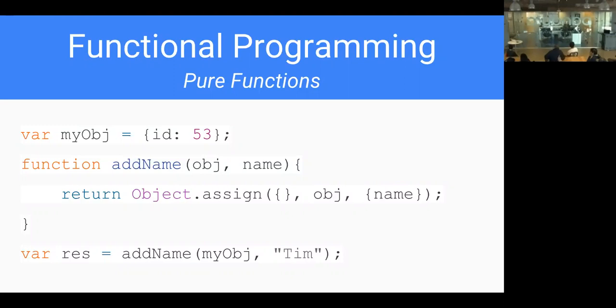So the result's going to be a new object with 2 keys. One of the keys is going to be ID. It's going to be 53 as the value. And the other key is going to be name.